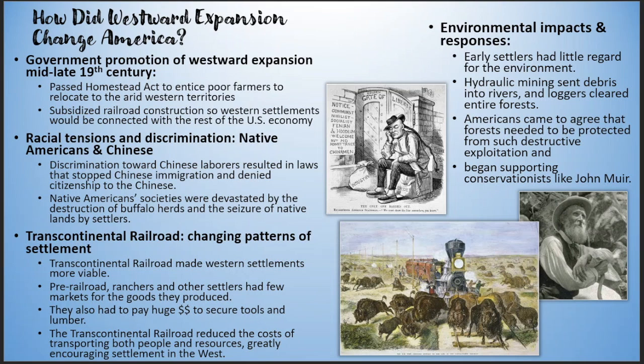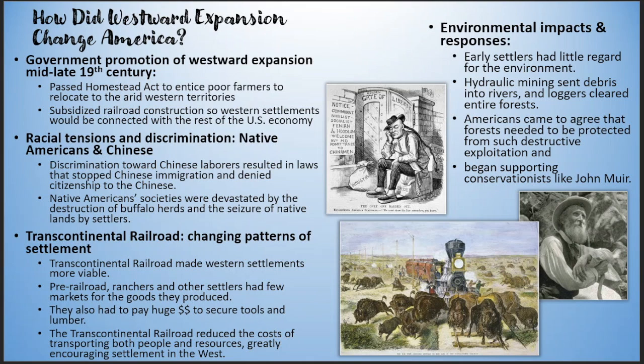And they also subsidized railroad construction so that western settlements would be connected with the rest of the U.S. economy. Racial tensions and discrimination affected the lives of Native Americans and Chinese immigrants during westward expansion. Remember that discrimination towards Chinese laborers resulted in laws that stopped Chinese immigration. This was the 1882 act that was passed that completely stopped Chinese immigration and denied citizenship to the Chinese people.